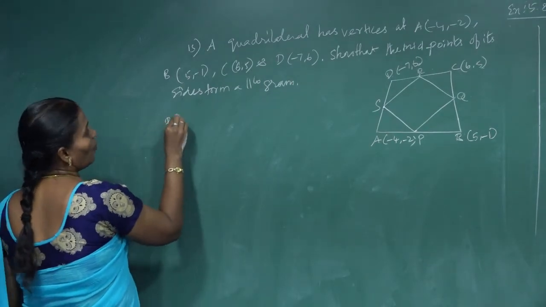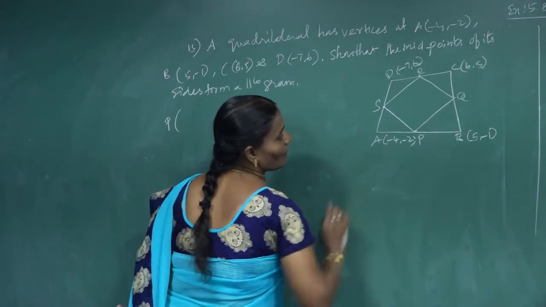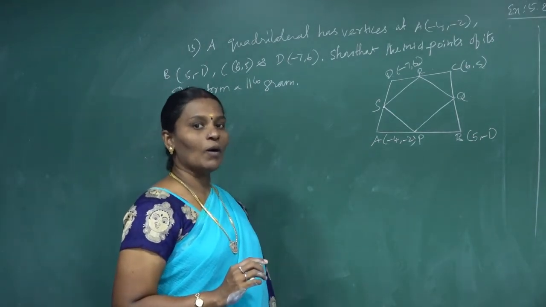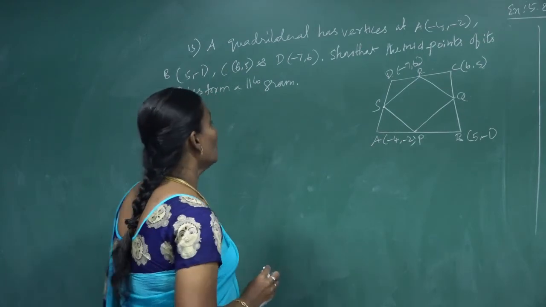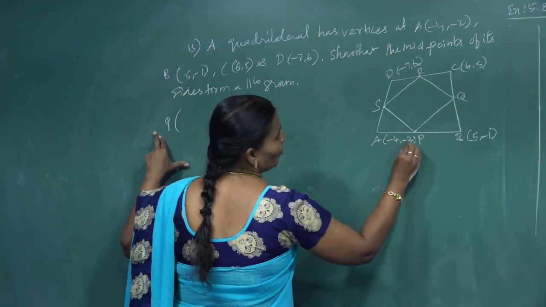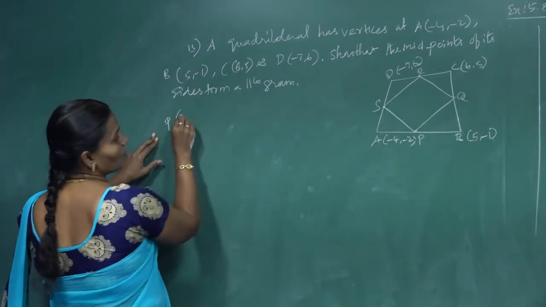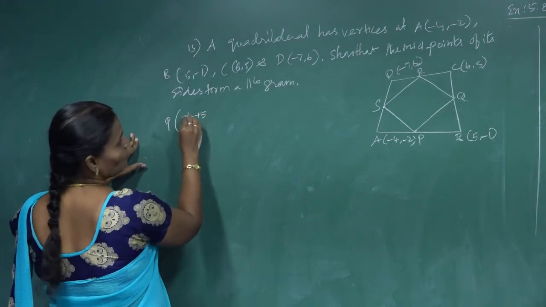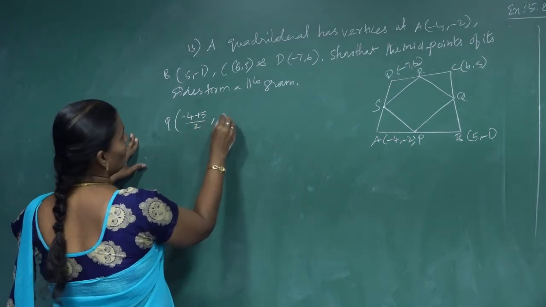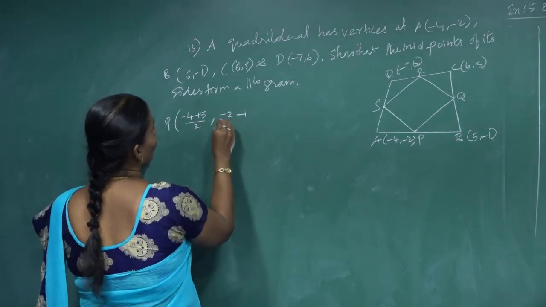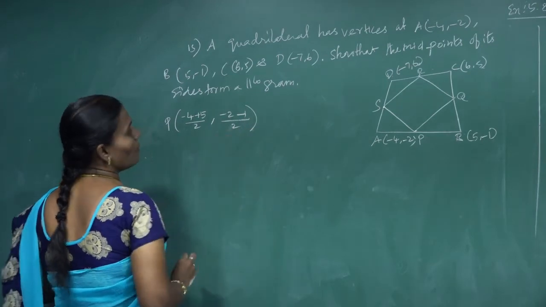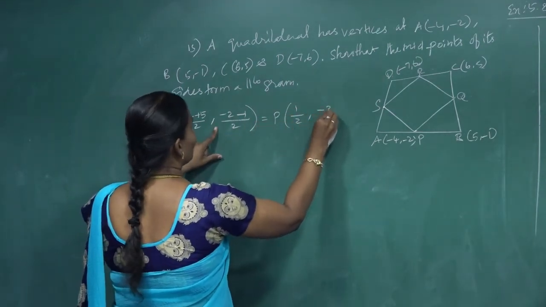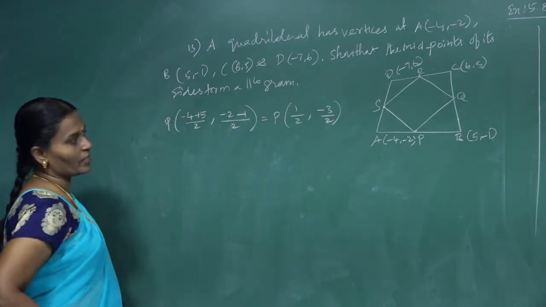So the P point, P is the midpoint of AB, isn't it? You know already the midpoint formula, x1 plus x2 by 2, y1 plus y2 by 2. Here this is x1, y1, x2, y2. So -4 plus 5 by 2, -2 minus 1 by 2. This is the P point. So P of here 1 by 2, here -3 by 2. This is the P point.